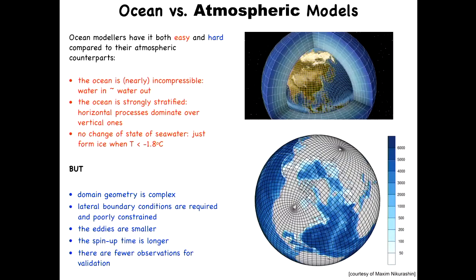So, ocean modellers have it hard and easy compared with atmospheric modellers. It's incompressible, mostly. It's strongly stratified, so we can take shortcuts in the equations that emphasise the horizontal nature. And we don't have to worry about evaporation and convective APE, but we do have a little bit of ice to worry about. But we have a really complex geometry. Bathymetry really matters in the ocean. We don't even know what the ocean looks like everywhere underneath the surface. Eddies are smaller, spin-up time is longer, and there's less observations to validate it by. So, pros and cons. Any questions before I move on to a few equations?